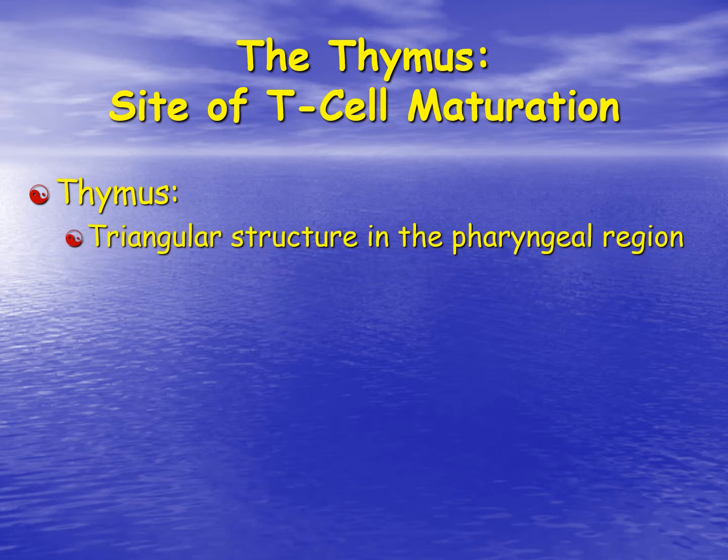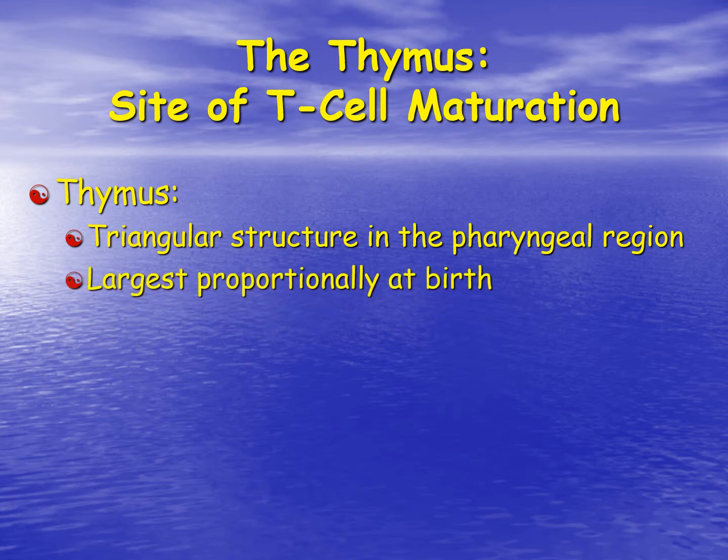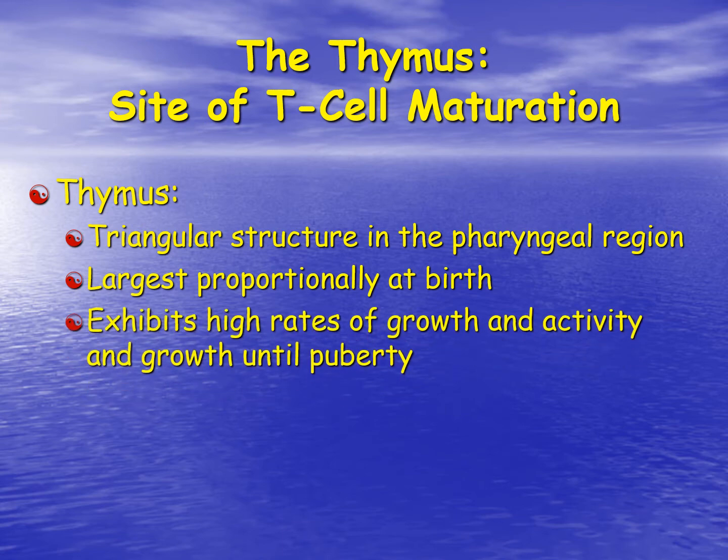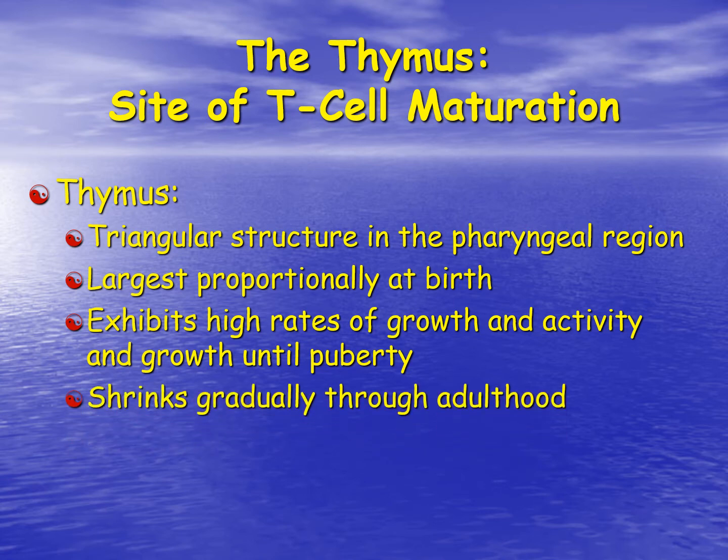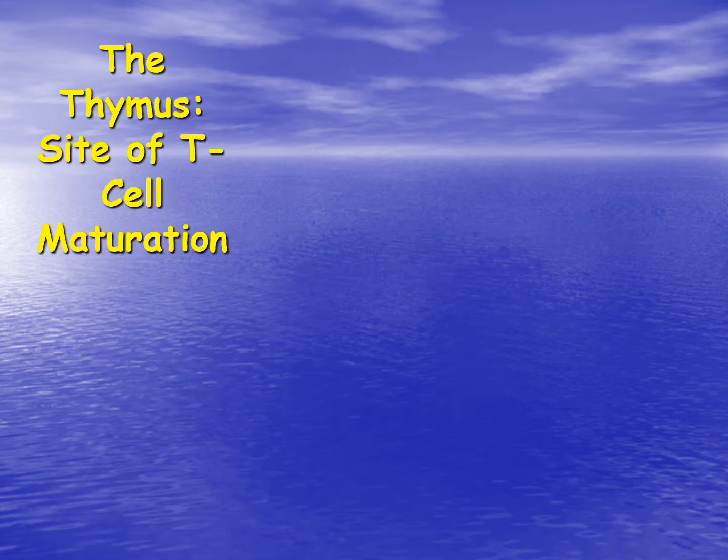The thymus starts out life as a triangular structure that's fairly large just below the pharyngeal region in the upper portion of the thoracic cavity. It's largest at birth and will begin to atrophy or get smaller at puberty. It shrinks gradually through adulthood so that by the time you're in your 70s or so, pretty much you have no functional thymus gland left. This is one of the reasons why the specific immune response decreases as we age.